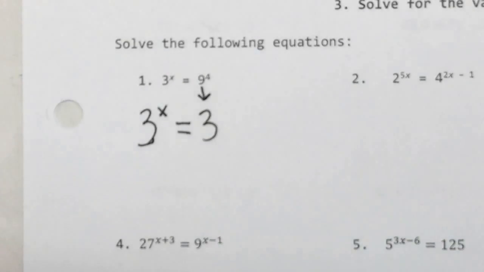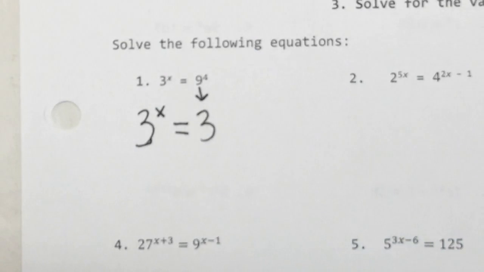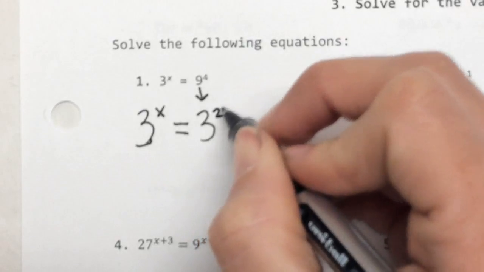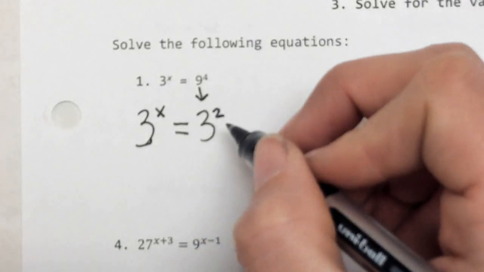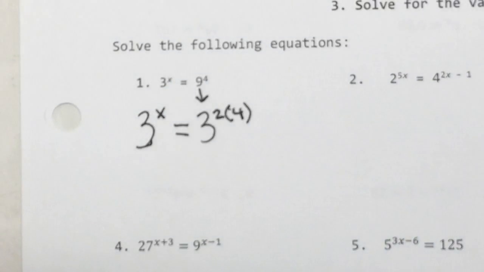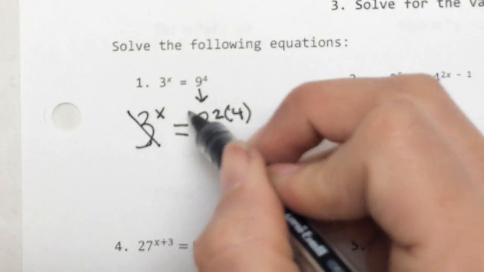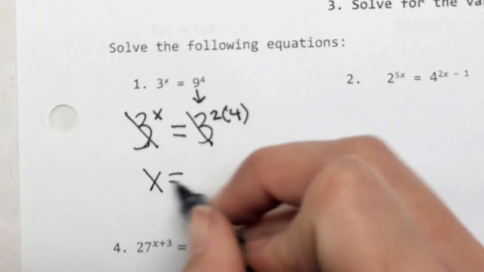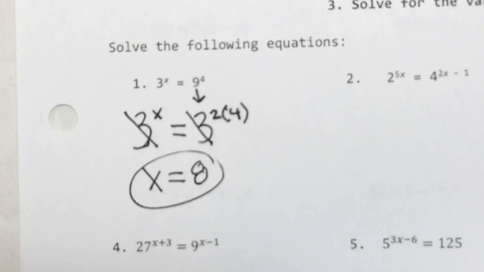3 squared. Because 3 squared is what? 9. So we'll write 3 squared instead of 9, but we also have to bring down the what? The 4. So now we can do what? Cross out the bases, and we'll have x equals what? 8. That's it.